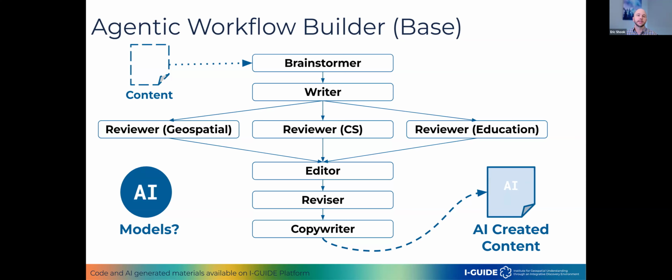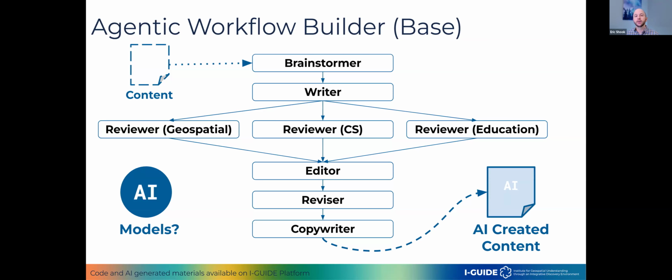We take that content and send it to a brainstormer that comes up with lots of ideas. Those ideas then get sent to a writer. The writer produces a first draft of the curriculum material that then gets sent out for review, which is very similar to how we do it for the convergence curriculum. We have a geospatial reviewer, a computer scientist reviewer, and an educational reviewer. These reviewers are AI, by the way. They're just prompted to act as though they have geospatial backgrounds.